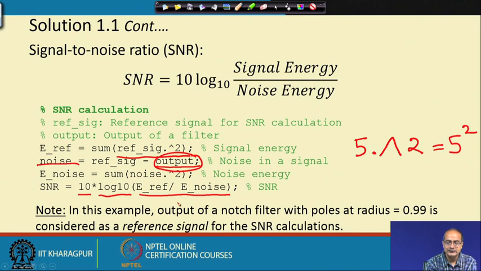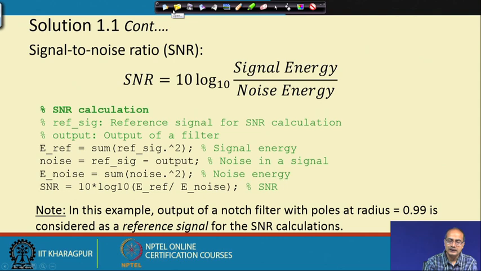And in this case, the output of the notch filter with pole at radius 0.99 is considered as the reference. Actually, after the experiment, we need to find out where we get the best result, and that is taken as the reference in this case, that was the direction. So, we found that is at 0.99. So, that is the signal output of the filter taken as the reference.